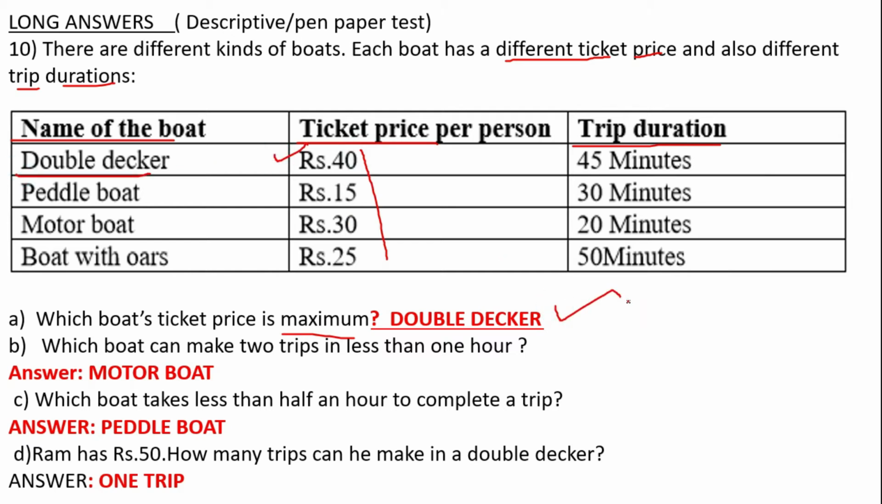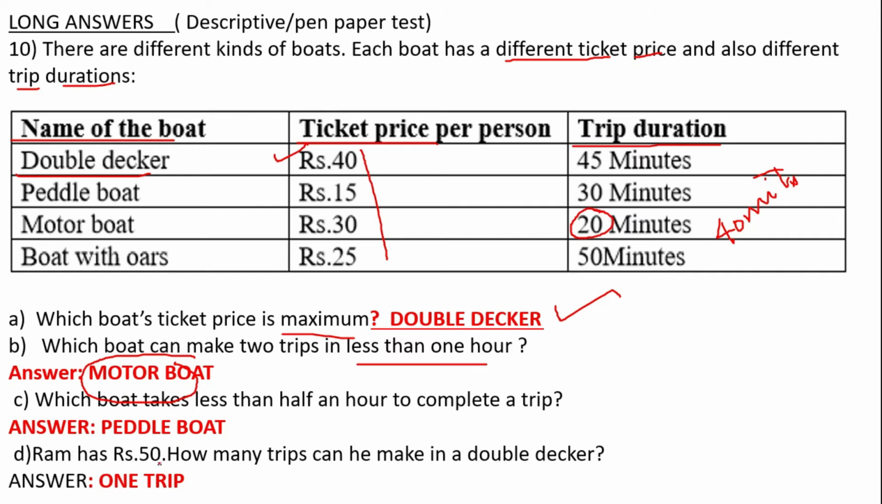Which boat can make 2 trips in less than 1 hour? Less than 1 hour, 2 trips, it is actually motor boat. Motor boat, 2 trips, only 40 minutes it will take. 1 trip 20 minutes, so 2 trips it is 40 minutes only it will take. It is less than 1 hour.